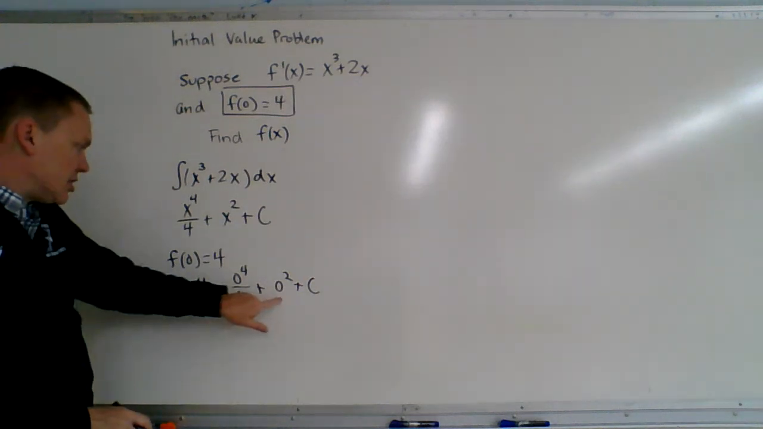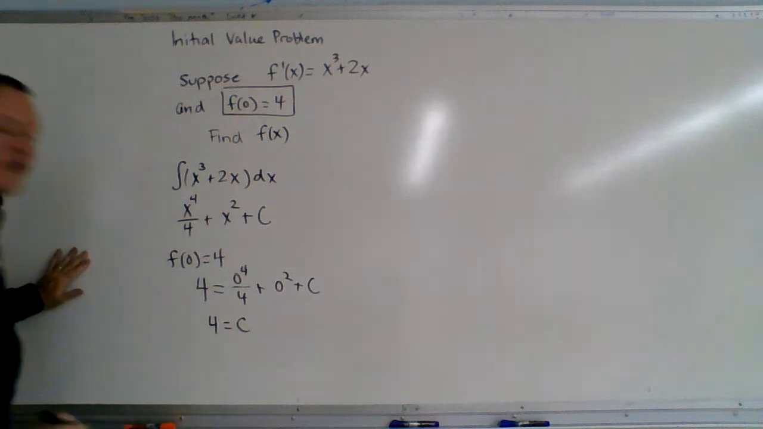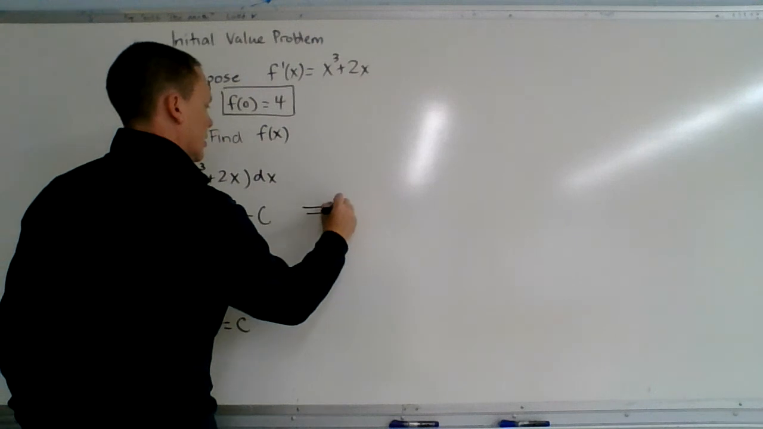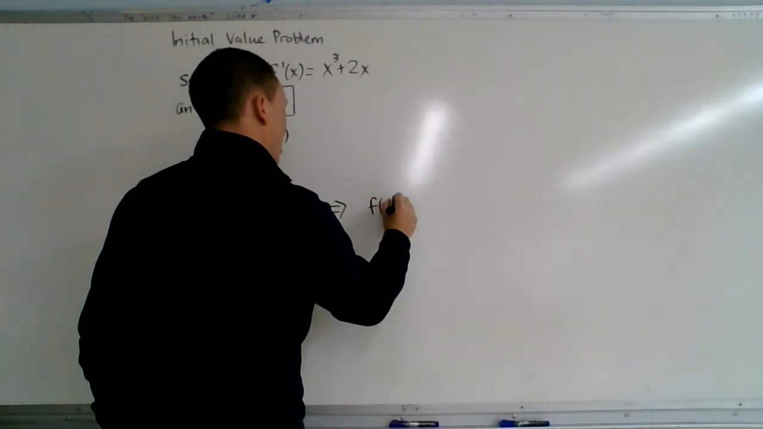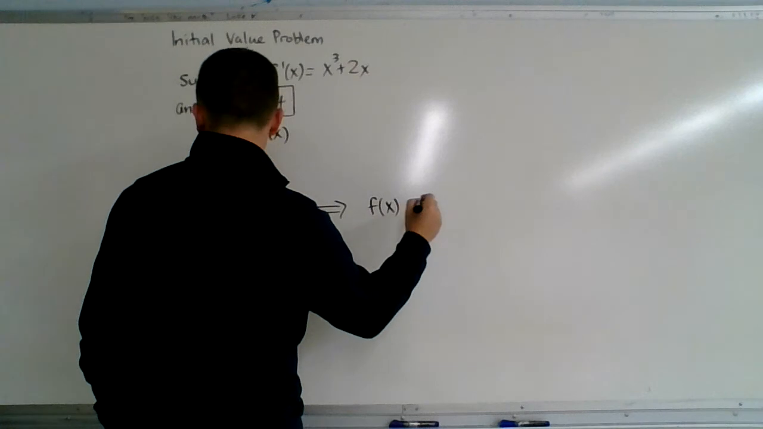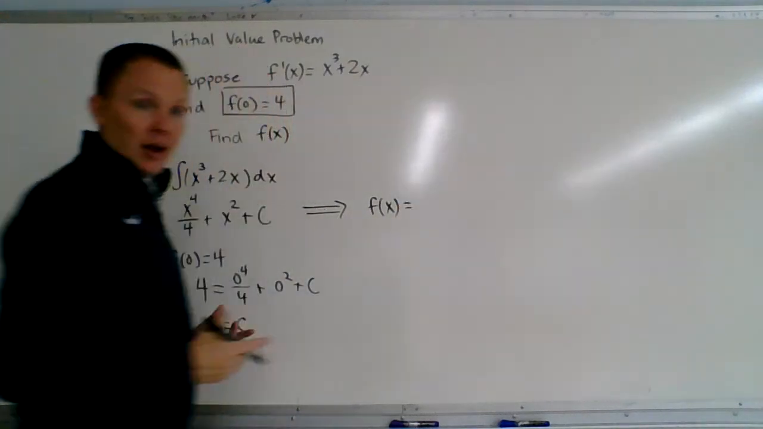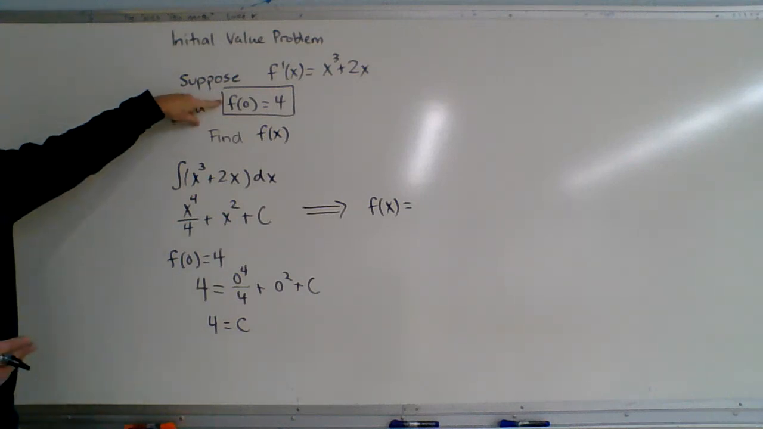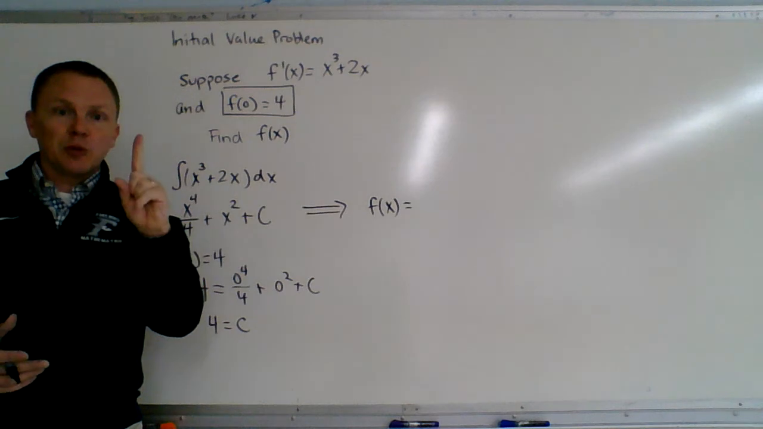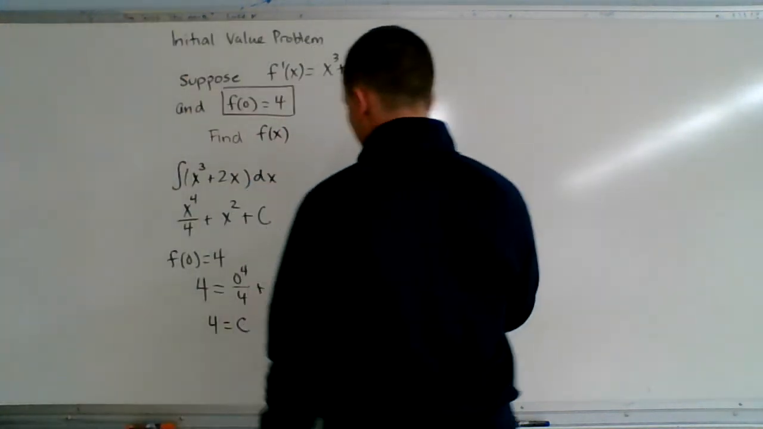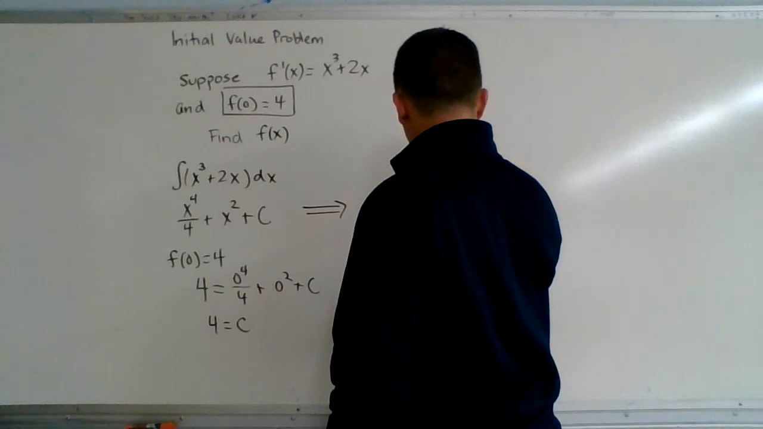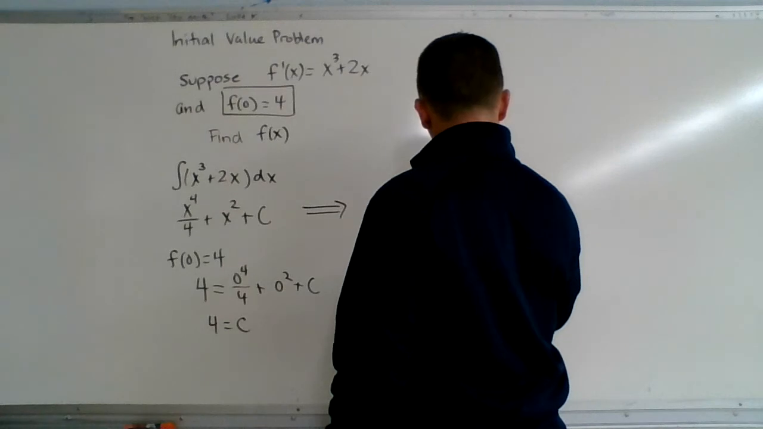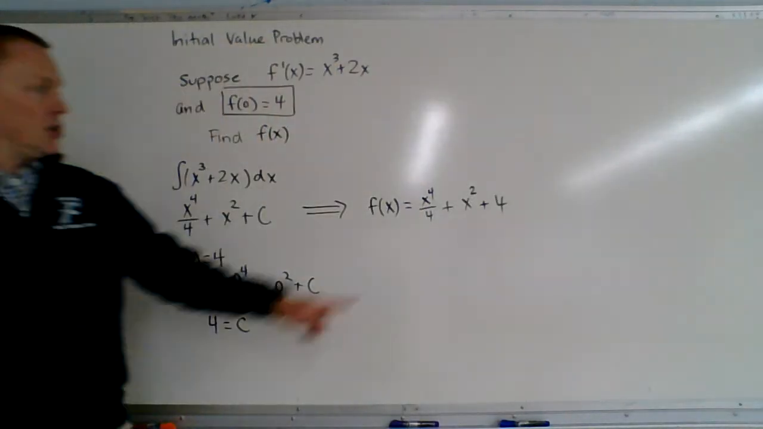So that's 0, that's 0. So 4 equals the chips. And so now my particular solution here, my specific f, the member of the family. Remember I said this was a family of antiderivatives? Now with this particular point that we're going through, there's one specific member of the family, and it's this member right here. It's x to the 4th over 4, plus x squared plus 4, when I put the chips on the end there.